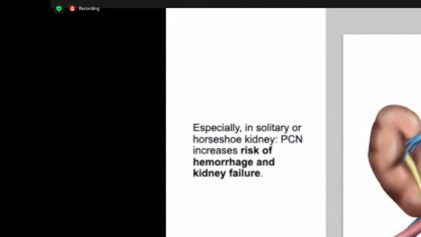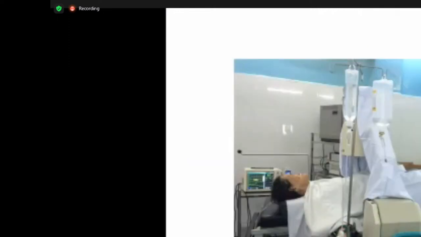In some special circumstances, such as horseshoe or solitary kidney, retrograde double J stenting is usually considered safer than percutaneous nephrostomy, which increases the risk of hemorrhage or kidney failure. However, in more severely obstructed cases, we think that retrograde stenting would be difficult, so PCN can be chosen. So it really depends on the evaluation of surgeons and specific circumstances. In this case, we just needed to use local anesthesia. The procedure was quickly done with no damage to the urinary tract and no bleeding.